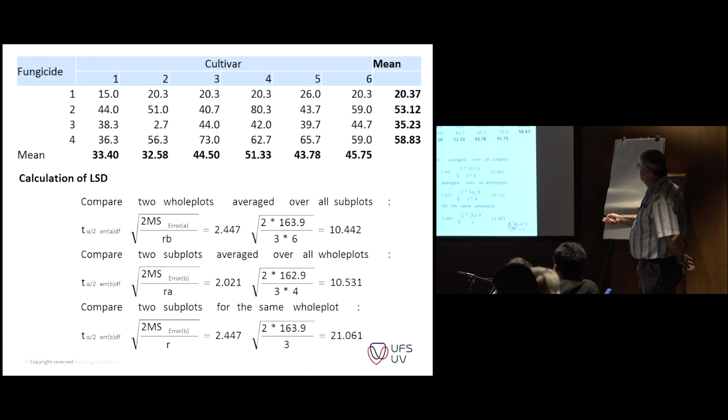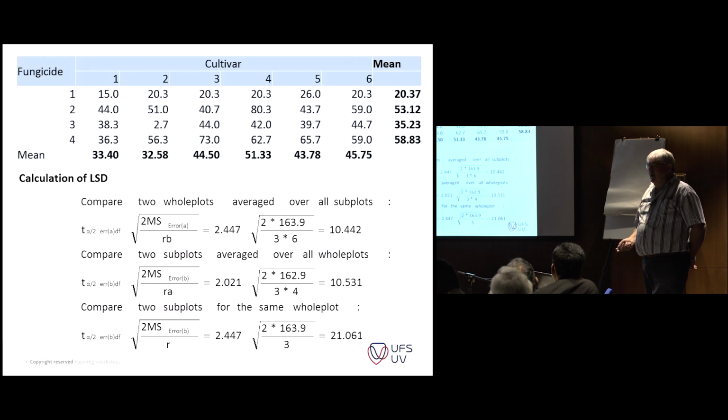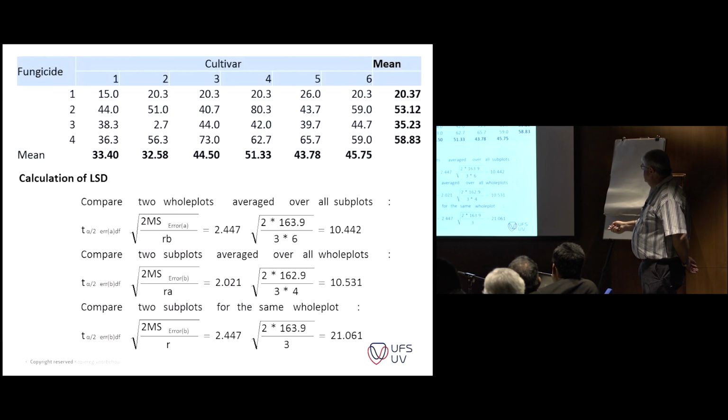I've got my fungicide 1, 2, 3, 4. I've got my cultivars. I have my means, and I can then work out the LSDs. Now they can become a little bit complex. There's the LSD for, which one is that now?